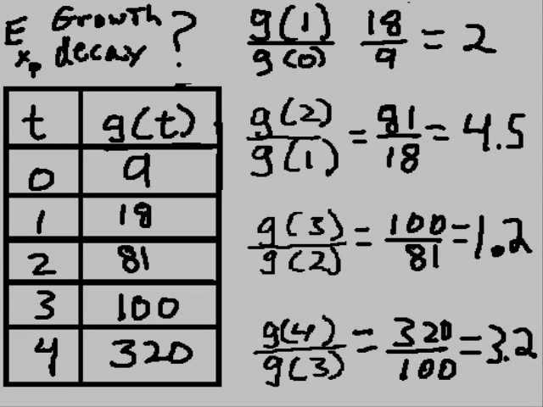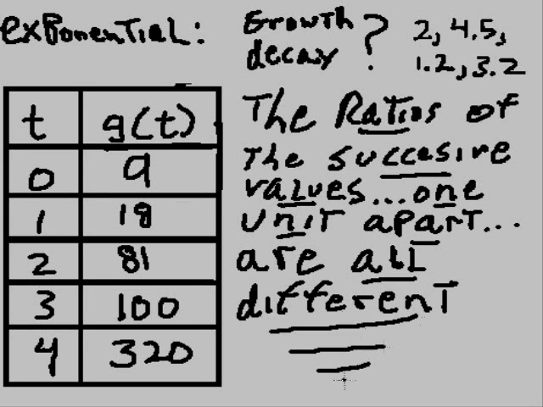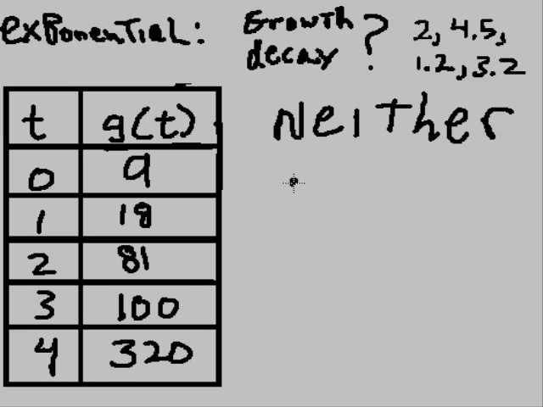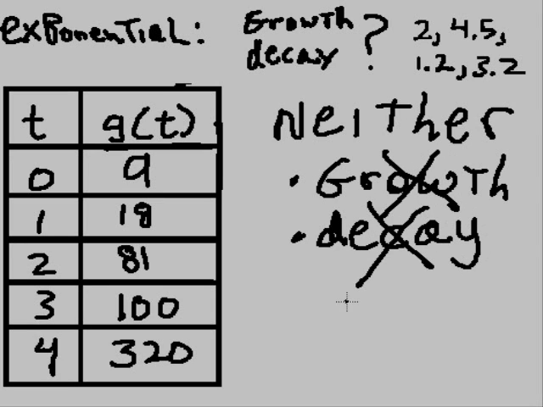What does that mean? The values 2, 4.5, 1.2, and 3.2 tell us that the ratios of successive values that are 1 unit apart are all different. What does that make this? It is neither exponential growth nor decay. It's not this one, and it's not that one. It is neither.